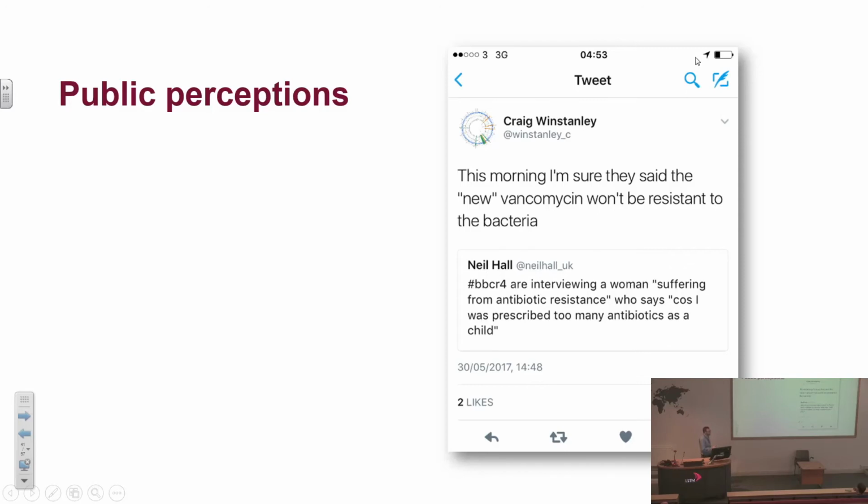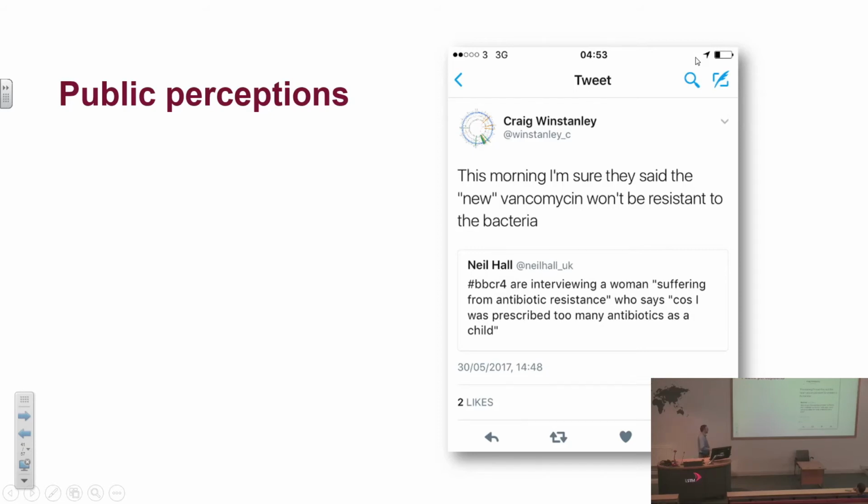And then also Craig, who works over the road, he said this morning, sure, the BBC said that the new vancomycin, so there's a new vancomycin been described, vancomycin 3.0. It's got some different chemical moieties on it, and it works a lot better against gram-positives. And that was said to be, it won't be resistant to the bacteria. So all of these things are mixed up. They're all wrong. Until we get that public perception correct, until we educate the public, there's no way that we can tackle it from a public-led level.